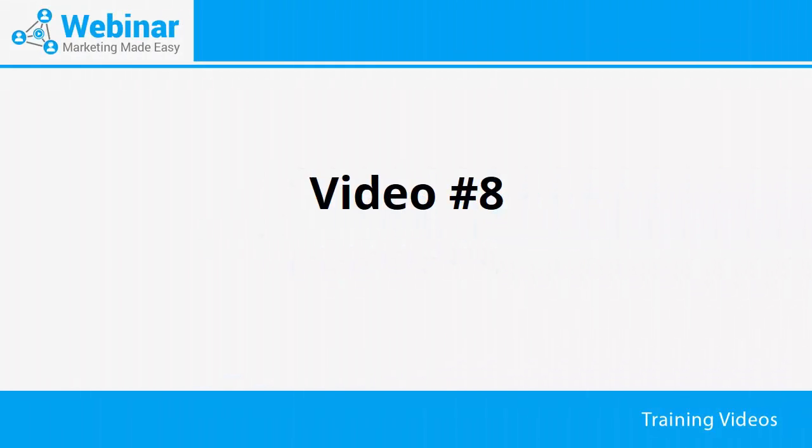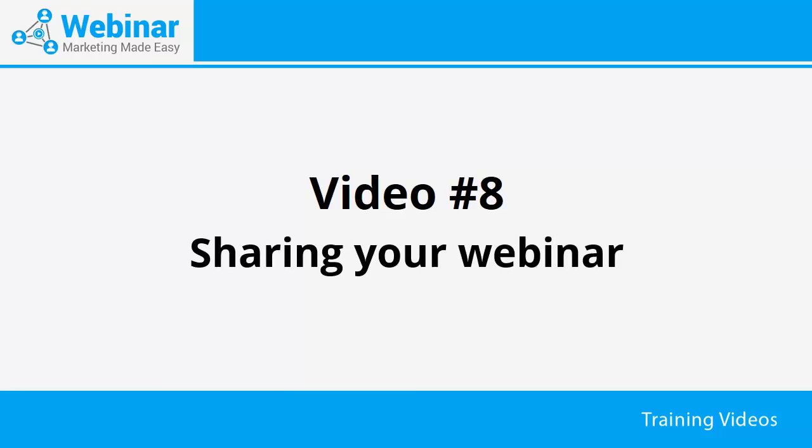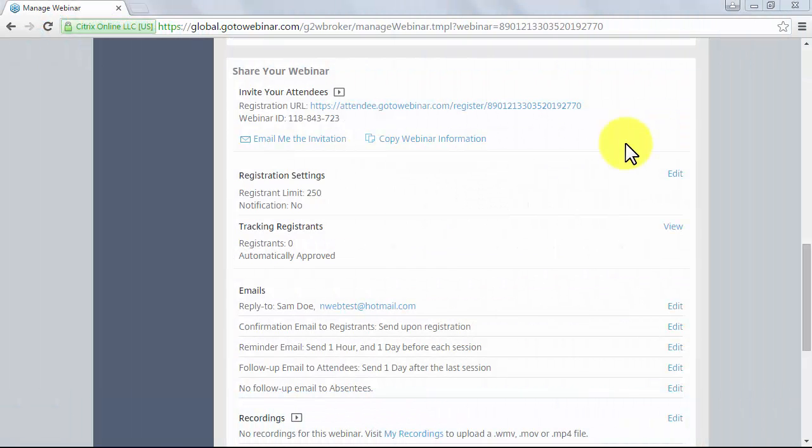Video number 8, Sharing Your Webinar. After customizing your webinar, scroll down on your Manage Webinars page for your current webinar and stop at the Share Your Webinar section. Here you will see a registration URL, an Email Me the Invitation button, and a Copy Webinar Information button.